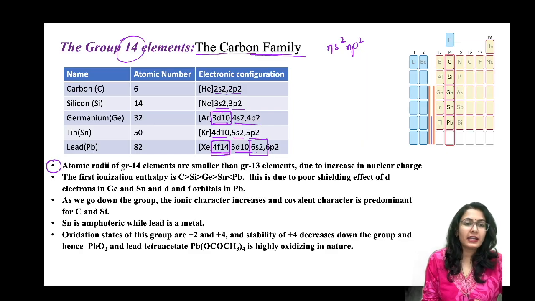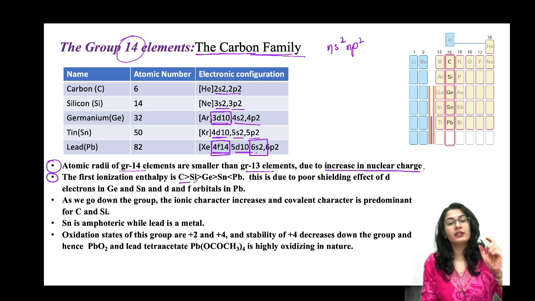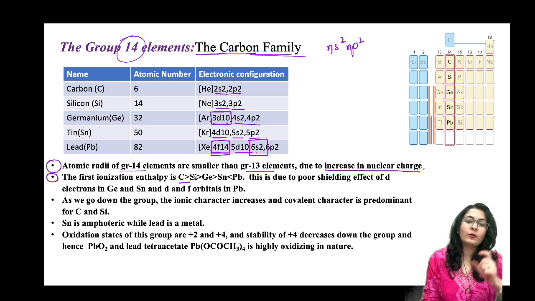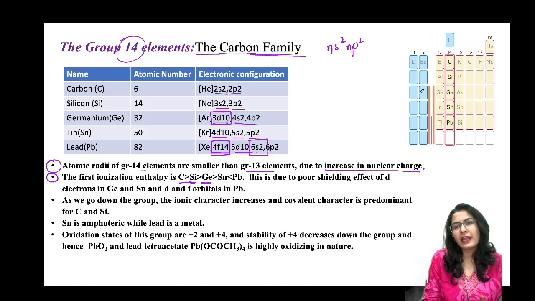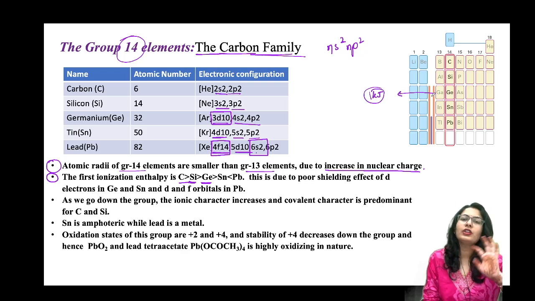Atomic radii of group 14 elements are smaller than group 13 elements because moving left to right, the nuclear charge increases and the size decreases naturally. The first ionization enthalpy goes like this. Carbon is smallest, and that's why it has maximum ionization enthalpy. Moving on to silicon, which is greater than germanium. Now it should have been like aluminium and gallium. Gallium also had only 1 kilojoule per mole greater than aluminium. So that was not a huge difference.